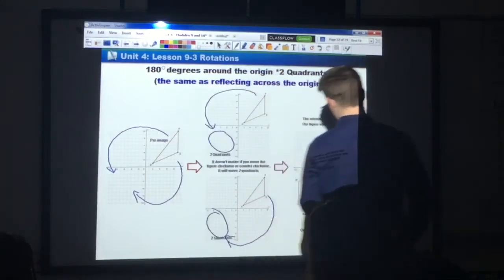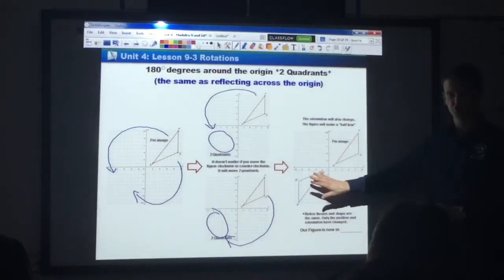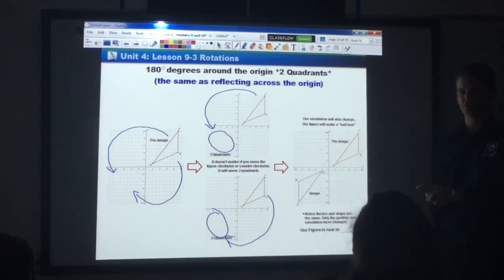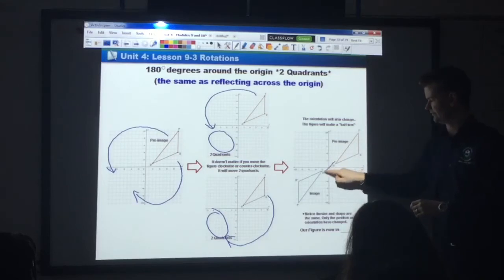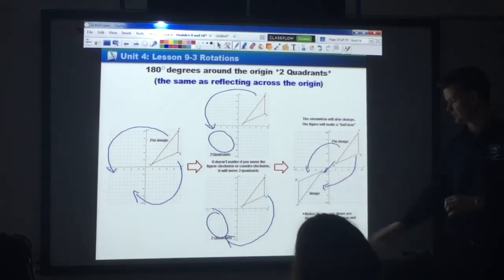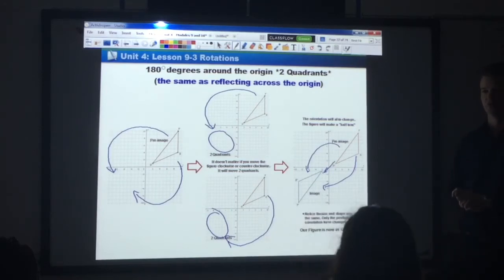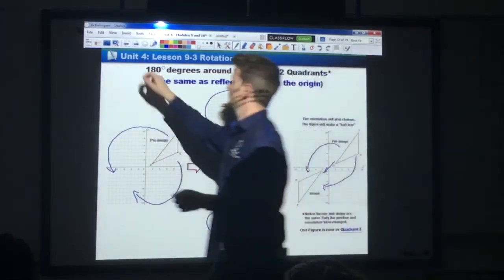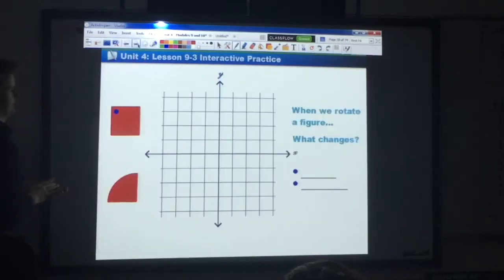My figure will end up here. Notice once again that the orientation will change. And what do we notice about this? We move from here to here. We rotate it 180 degrees. What does this look like? What else does this look like? Besides a rotation, it looks like a what? A reflection across the origin. It's the exact same thing as reflecting it across the origin. 3 different ways to get there. Take whichever one works for you. And notice that our figure is now in quadrant 3. Any questions on this?